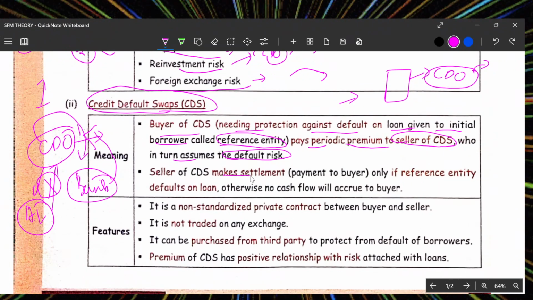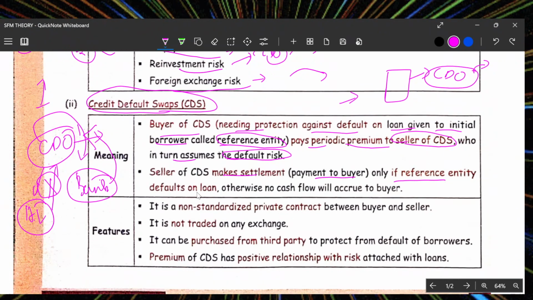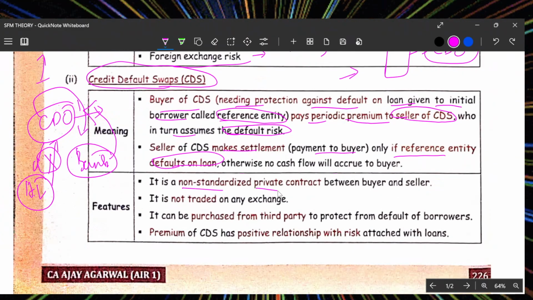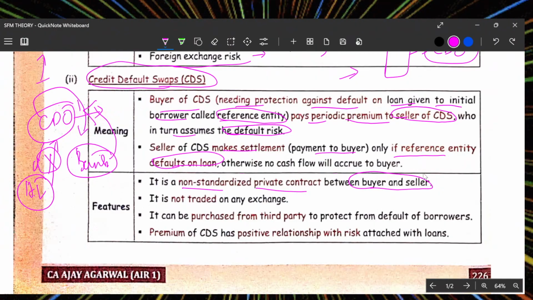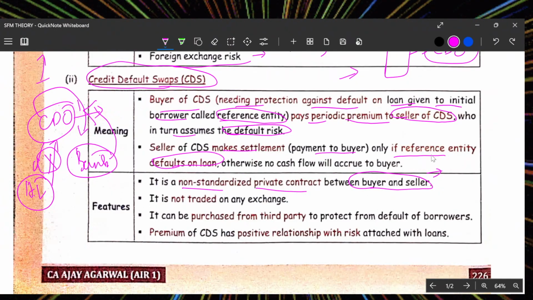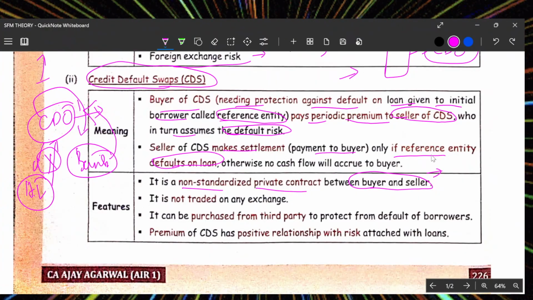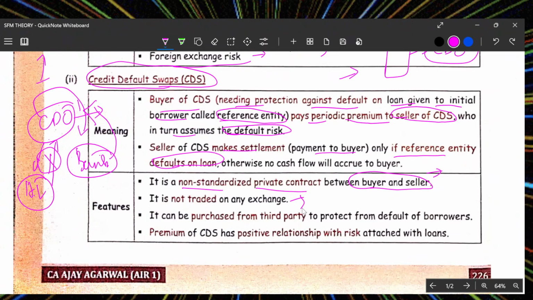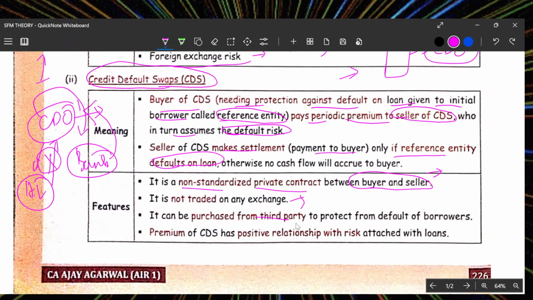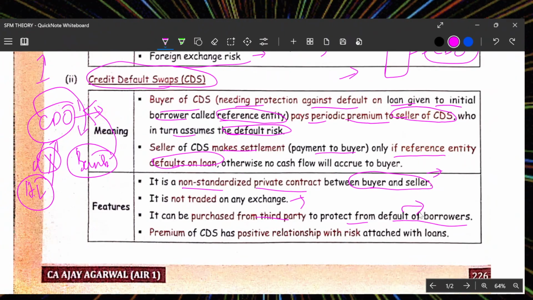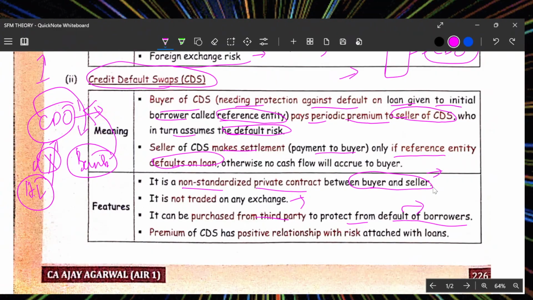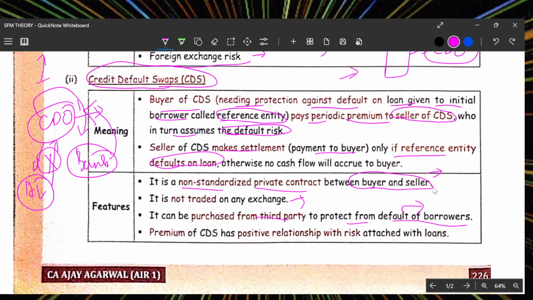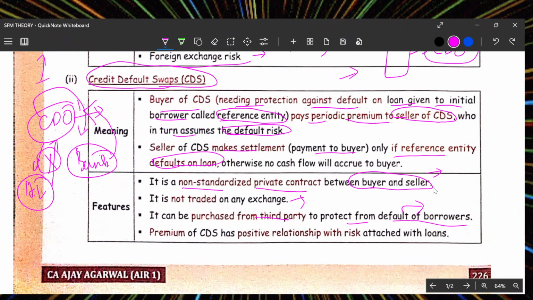A seller of a CDS makes a settlement payment to the buyer only if the reference entity defaults on the loan. Features: it is not a standardized contract, it is a private contract between buyer and seller. It's not usually public. It is not traded on an exchange. You need to go to the bank. It can be purchased from a third party to protect against default by borrowers. Why do you need to buy it? If you buy it, it will protect you from any default. The bank will pay, and you can escape.